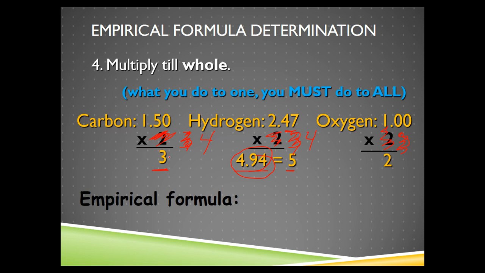So then what you do is you take these numbers, okay? And then they become your subscripts. So carbon gets a 3. So there's 3 carbons. Hydrogen gets that 5 right there. And oxygen gets that 2. And so this is our empirical formula, okay?